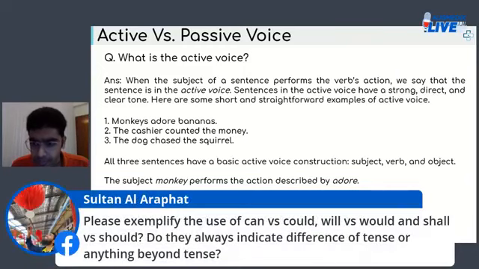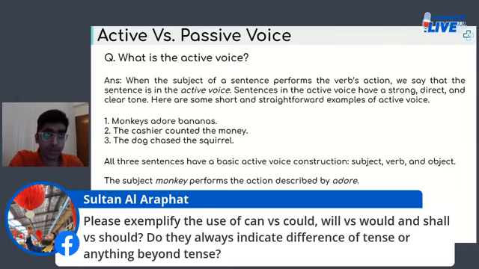All right, we have this. Have we discussed this? Now, Sultan Al-Arfat is asking, please exemplify the use of can versus could, will versus would, shall versus should. Do they always indicate difference of tense or anything beyond tense? Well, you see, can and could can be used interchangeably at times, but could is considered the past tense of the modal verb can.